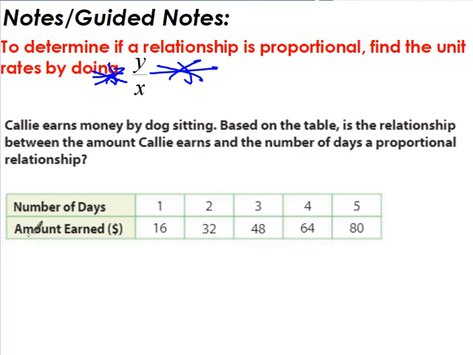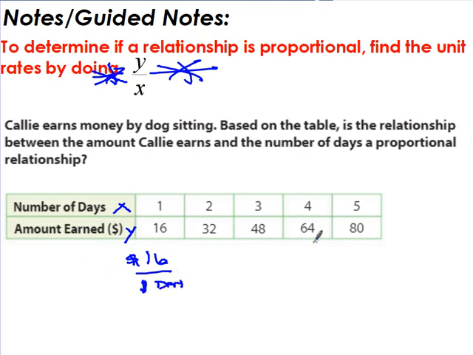If I look at my table here, one thing that's a little bit confusing is our input's always on the top and our output's always on the bottom. So when I do my division, I'm really doing the bottom divided by the top. So I want to say, okay, well, what's my unit rate? If one day she earns $16, that means she earns $16 per day. So $16 per 1 day. So when I divide 16 by 1, I get 16.